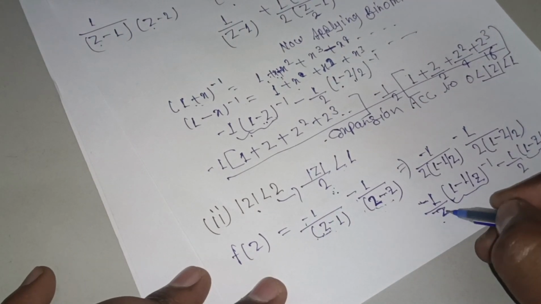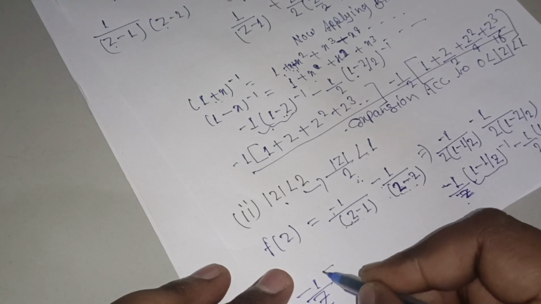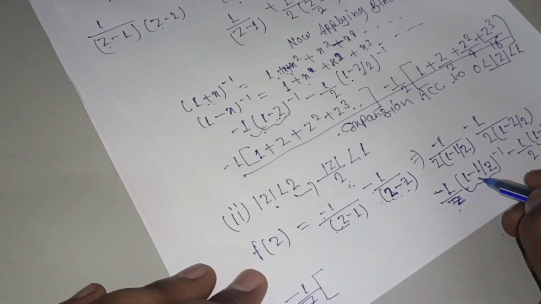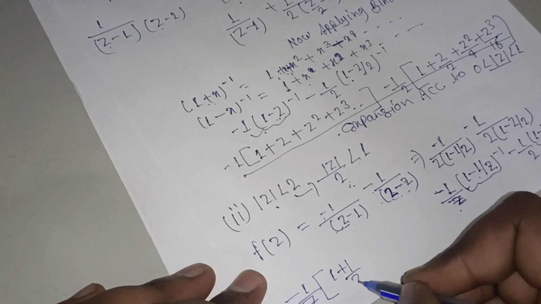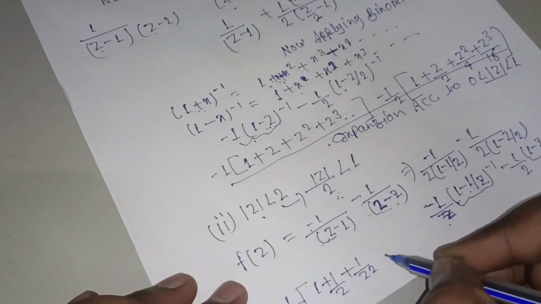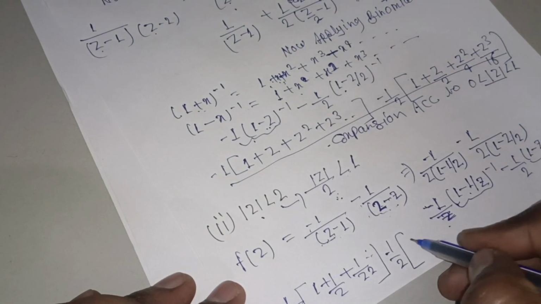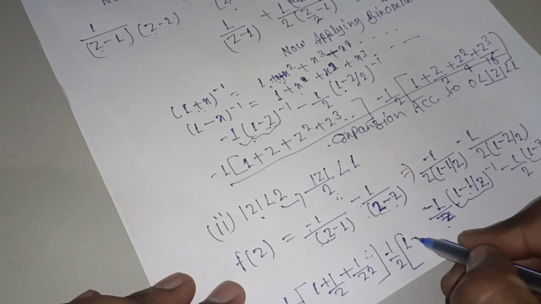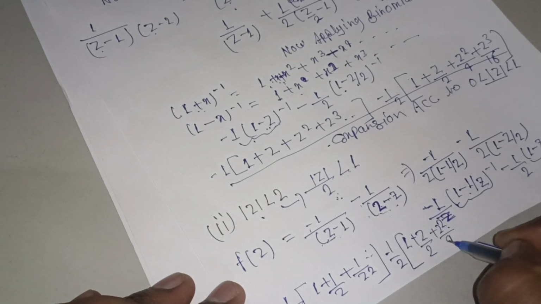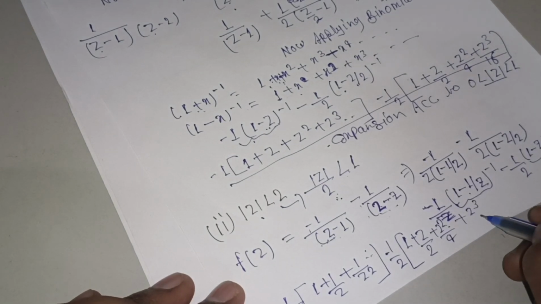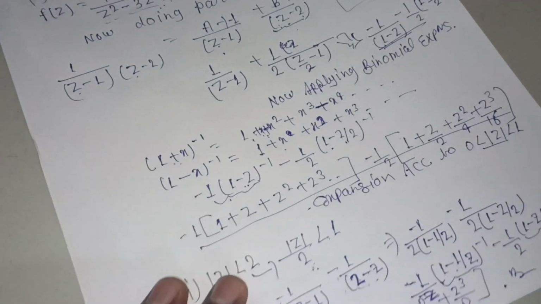It is z, okay, it is z. So minus 1 upon z, it is minus, all will be in positive, 1 plus 1 by z plus 1 upon z square and all, and minus 1 by 2, 1 plus z by 2 plus z square by 4 plus z cube by 8 and so on. So this is our expansion according to second condition.